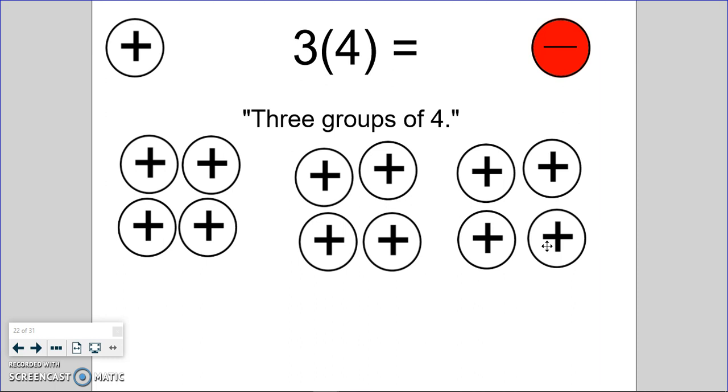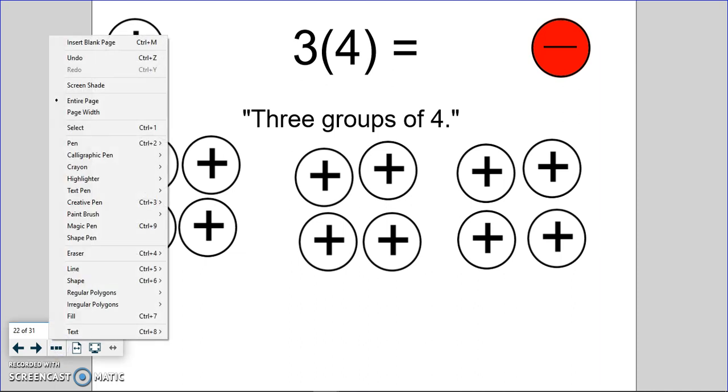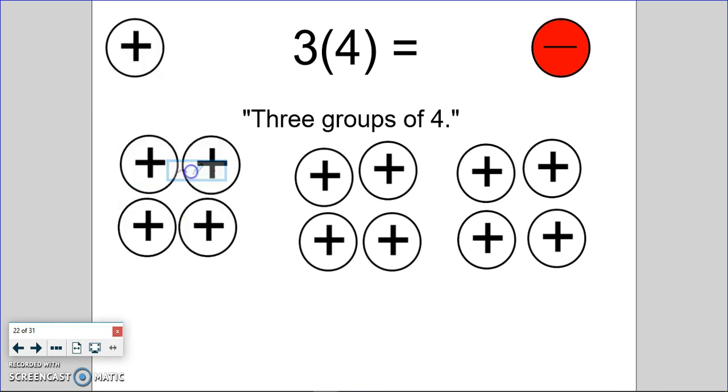So I have 3 groups of 4. At this point, I can just count up my total number of circles or chips or counters or whatever you want to call them, and that would give me a total of 12. And obviously you guys know that 3 times 4 is 12, but this is how you could model it. You have the 3 separate groups, each that had 4 within them.